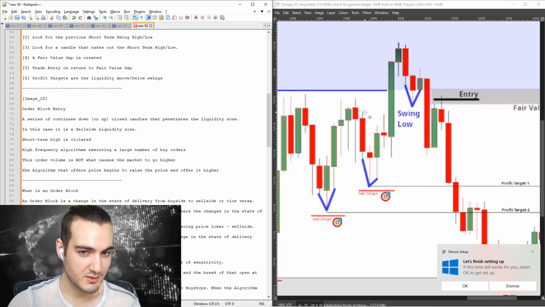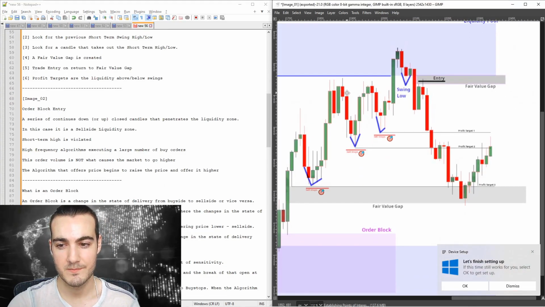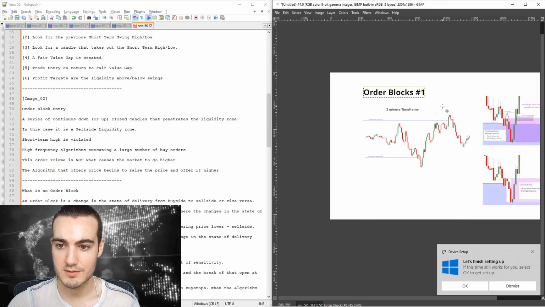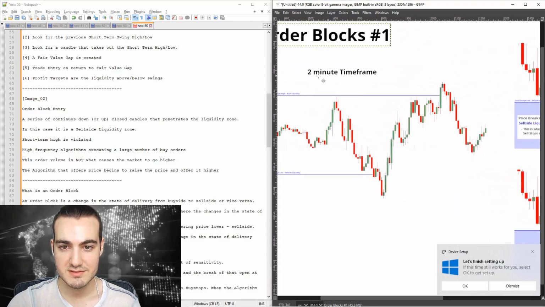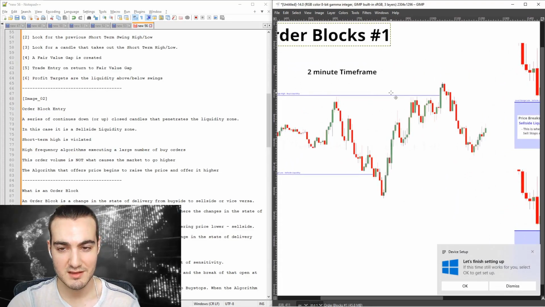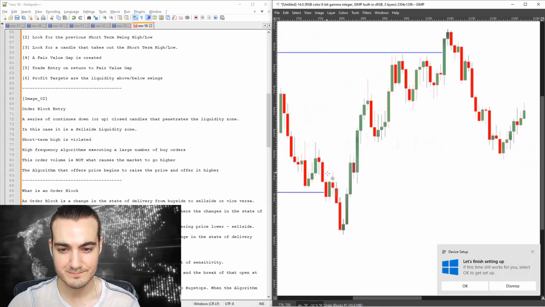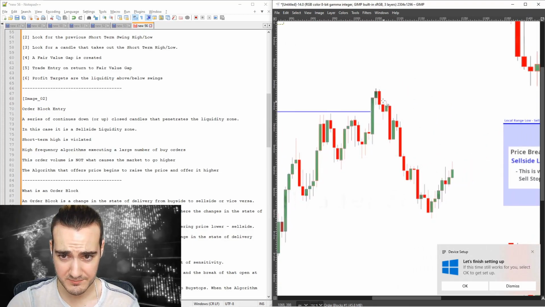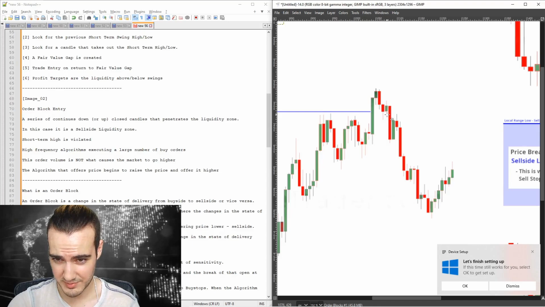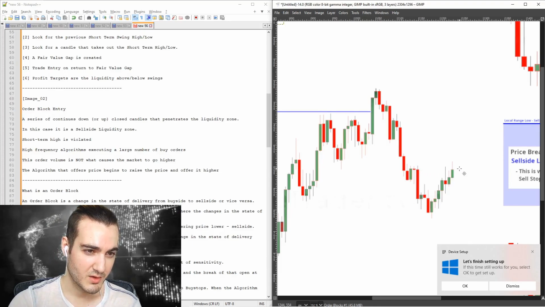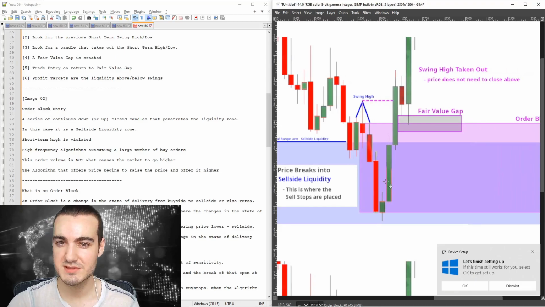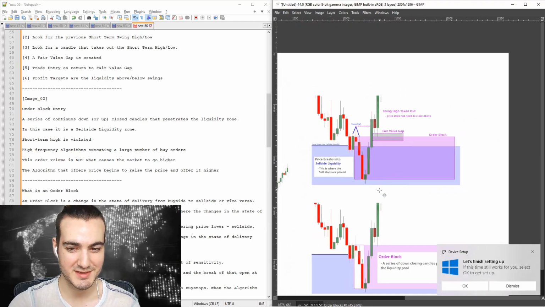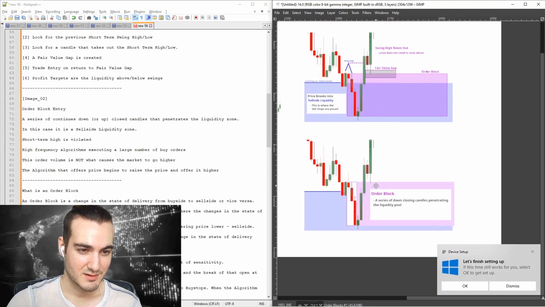Order block entry. Okay, I might return to this slide, but let's hop over into the second one. Order blocks 1. That sounds promising. Okay, and this 2-minute time frame is exactly what we were looking at the previous slide. So we have our breach here, you know, fair value gap here. Yeah, it would be there. Okay, so this is the first time that he mentions an order block in the series. I guess it's kind of what he's known for, these terms.